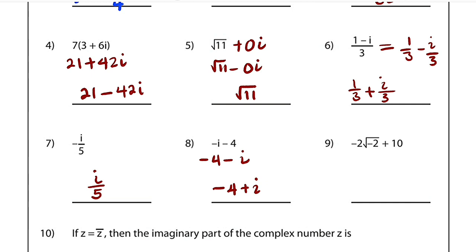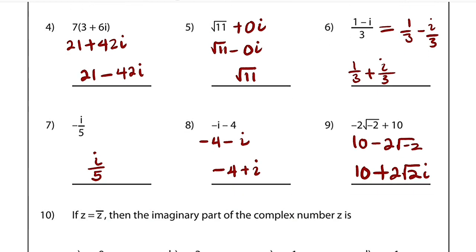Number 9, we have negative 2 multiplied by square root of negative 2 plus 10. Let me rearrange it as 10 minus 2 root of negative 2. Root of negative 2 is just root 2 i. So the conjugate will be plus here instead of minus. So we have 10 plus 2 root 2 i. We are done with this part.